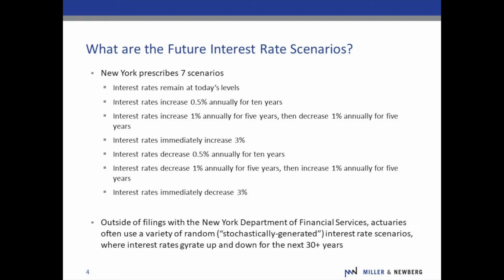That typically is the rosiest scenario of all the scenarios we're going to see. Then the next 3 scenarios are all scenarios where interest rates increase from today's level. And then the final 3 are scenarios where interest rates decrease from today's level. Now, some of these scenarios are rather harsh. So for example, take a look at the 4th one. Interest rates immediately increase 3% and then stay there forever. Well, we really haven't seen interest rates ever increase 3% in a day. So it's a harsh scenario.